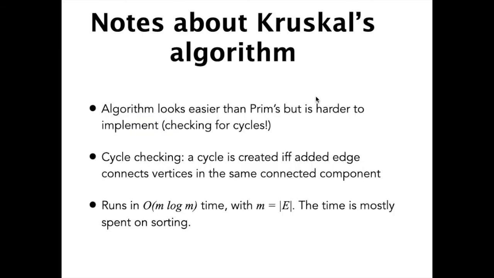So, some notes about Kruskal's algorithm. The algorithm looks easier than Prim's, but it is harder to implement because we always need to check if a cycle will occur if we add a particular edge. So, yung cycle is created if and only if the added edge connects vertices in the same connected component. And this algorithm runs in m log m time with m as the total number of edges. So the time is mostly spent on sorting.